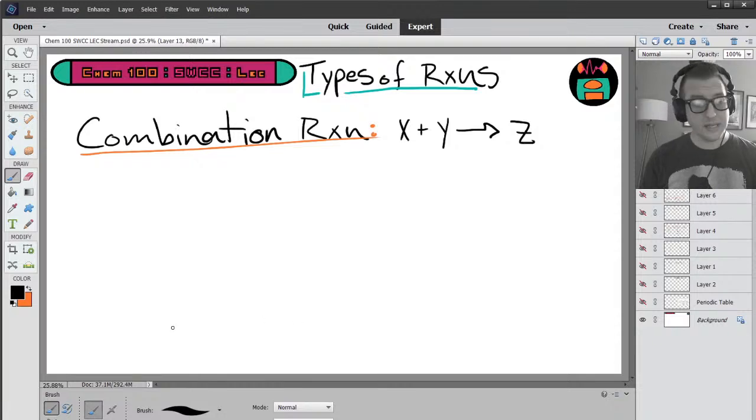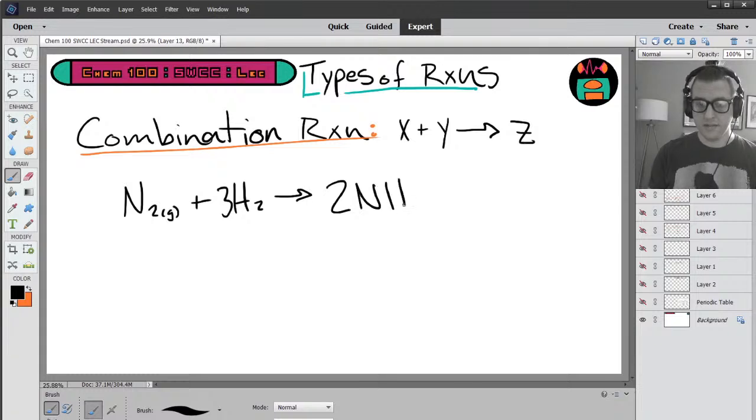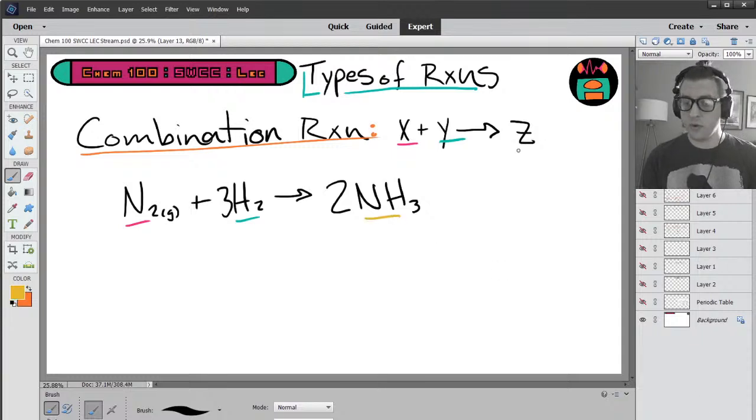We've actually looked at a combination reaction once today already. An example of a combination reaction would be the reaction of nitrogen gas with hydrogen gas to produce ammonia. In this instance, N2 would be X and H2 would be Y and NH3 would be Z.